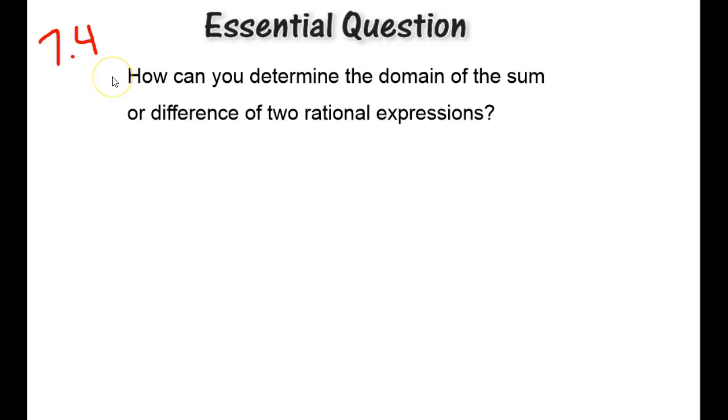All right, here we're looking at section 7.4, and our essential question is how can you determine the domain of the sum or difference of two rational expressions? Now when we're dealing with sum or difference, we're adding and subtracting, and the domain is all my possible x values. So I just want to keep in mind any x values that would make my denominator 0. Those are not possibilities, so we want to just think about that as we're going through.